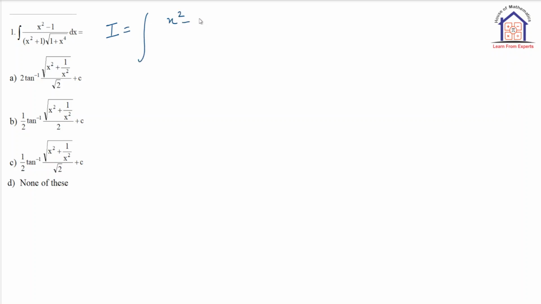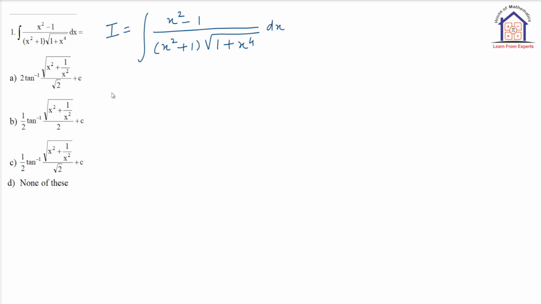x square minus 1 divided by x square plus 1 into square root of 1 plus x to the power 4 dx.